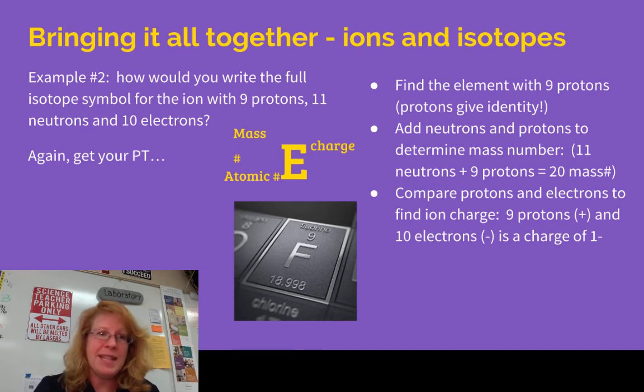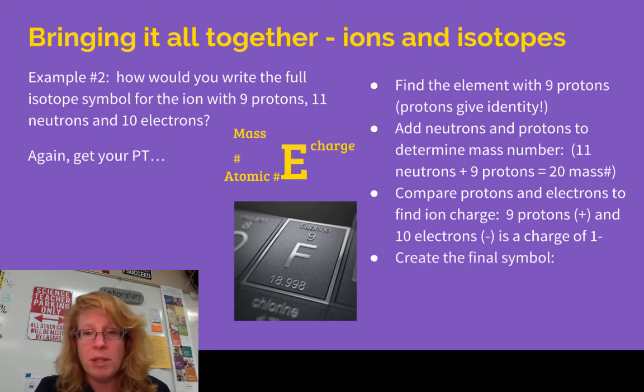Third thing, if it's an ion, I can now use the protons and the electrons to figure out what the ion charge is. Here I've got 9 positive charges and I've got 10 negative charges, 10 electrons. So if you add those two things together, we have to have a charge overall of -1, one more electron than protons. So here's what our final symbol is going to end up looking like.